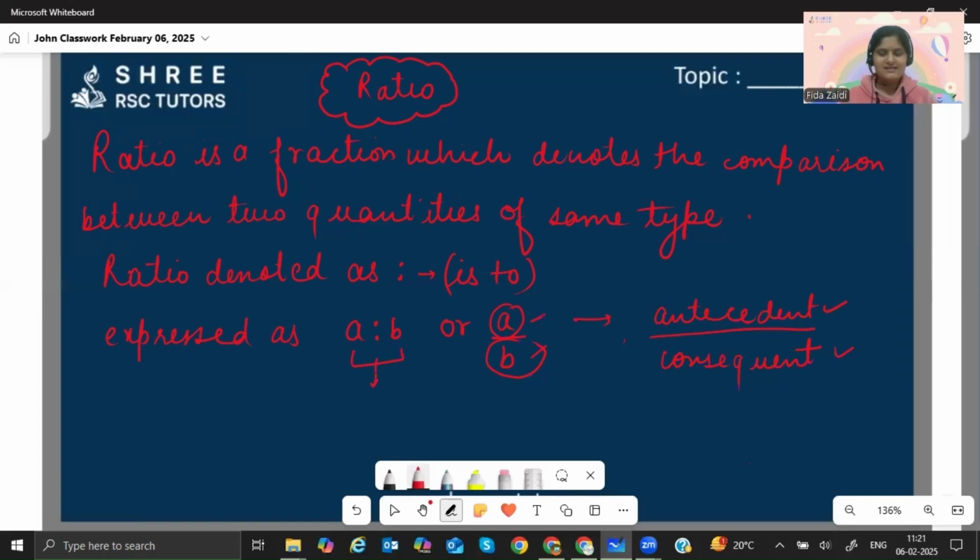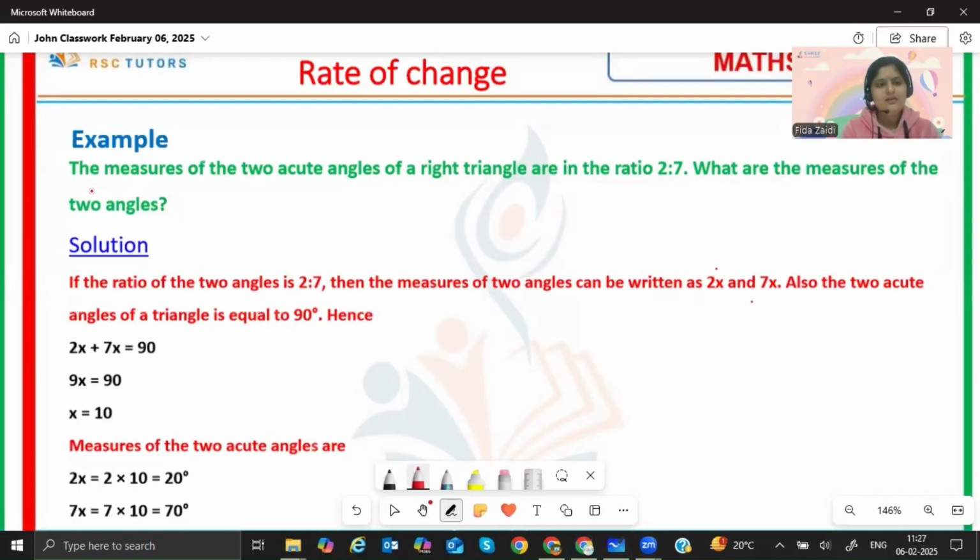Now let's see. The measures of the two acute angles of a right triangle are in the ratio 2:7. What are the measures of the two angles? So now you already know what an acute angle is: an angle that measures less than 90 degrees. Okay, so what is the solution?